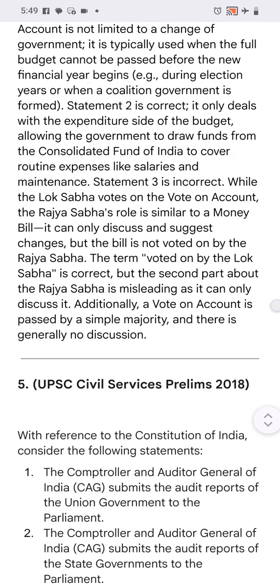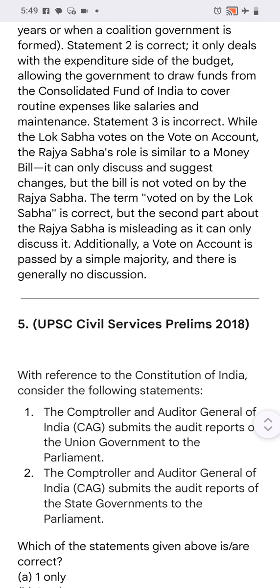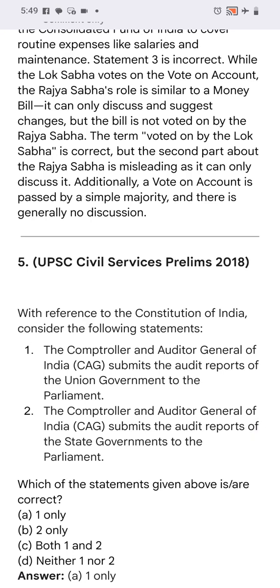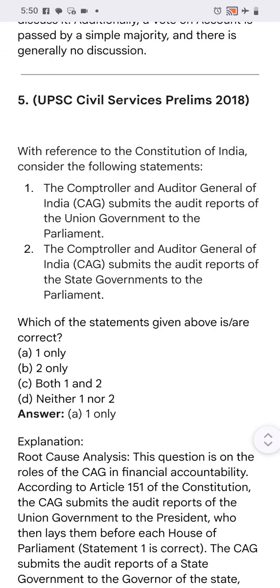Now, next one. With reference to the Constitution of India, consider the following statements. The Comptroller and Auditor General submits the audit report of the central government to the President, and the audit report of the state government to the Governor. No. Next.